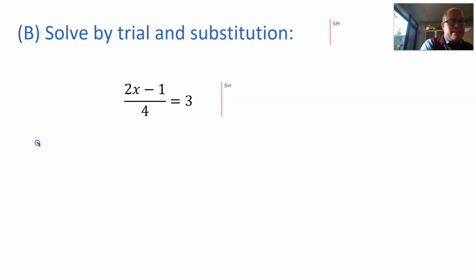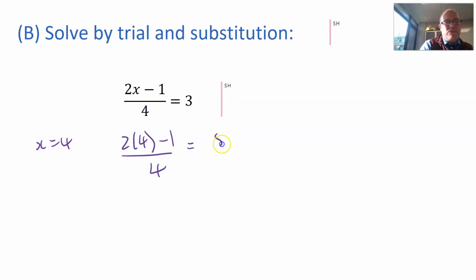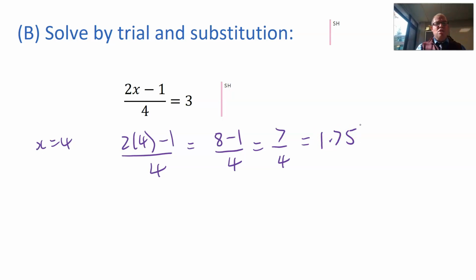So I'm going to write my guess here, x equals 4, and let's put 4 in. 2 times 4 minus 1 divided by 4. 2 times 4 is 8 minus 1 divided by 4. So I've got 7 divided by 4, which is 1 3/4 or 1.75. So my answer is too small. So I'm going to guess a bigger number.